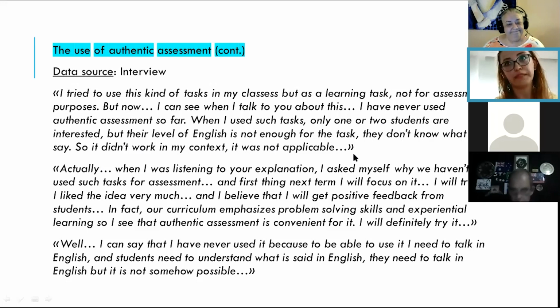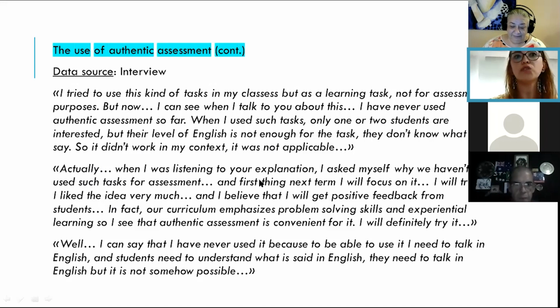It was not applicable. Another teacher here was more positive towards authentic assessment and said, actually, when I was listening to your explanation, I asked myself why we haven't used such tasks for assessment. And first thing next term, I will focus on it. I will try it. I like the idea very much, and I believe that I'll get positive feedback from students. In fact, our curriculum emphasizes problem-solving skills and experiential learning, so I see that authentic assessment is convenient for it. I will definitely try it.